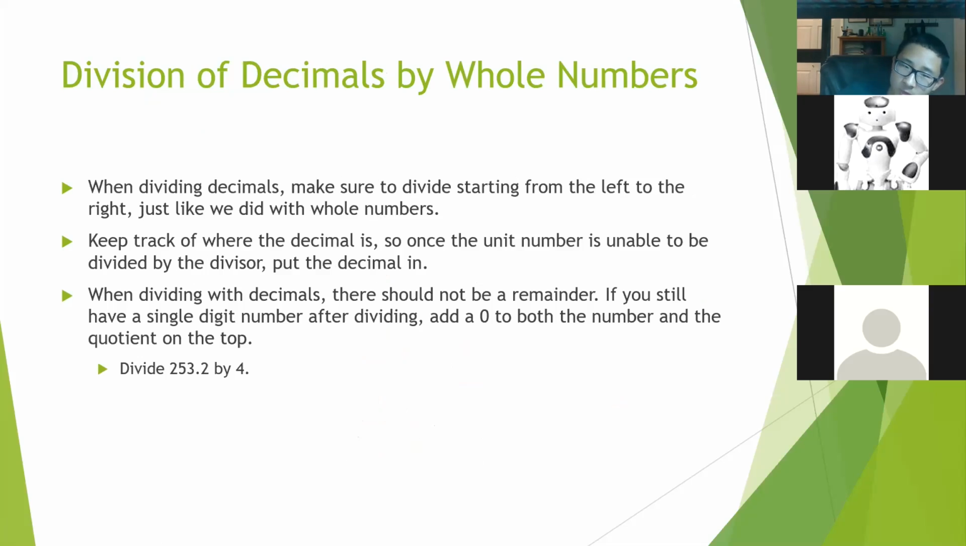Division of decimals by whole numbers. When dividing decimals, make sure to divide starting from the left to the right, just like what we did with whole numbers. Keep track of where the decimal is in division. Once the unit number is unable to be divided, you put the decimal in there. When dividing with decimals, there shouldn't be a remainder. And if you have a remainder, you should add a decimal and add a 0 after that. So basically just multiply the value by 10, and then you can keep dividing until you get 0.